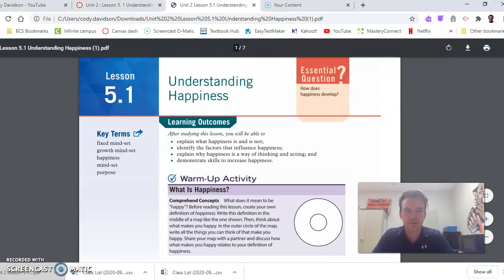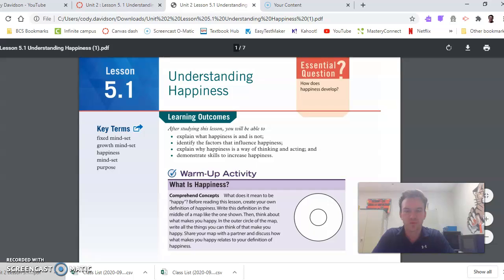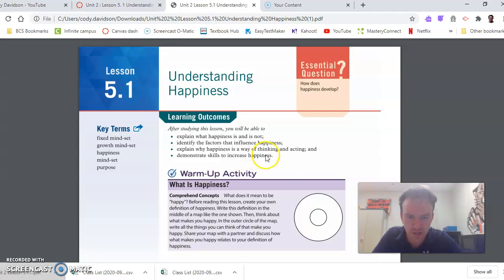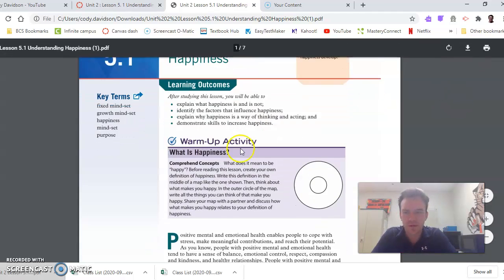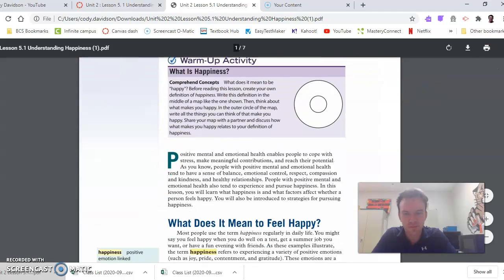So this is Unit 2, Lesson 5.1, Understanding Happiness. The learning outcomes: explain what happiness is and is not, identify the factors that influence happiness, explain why happiness is a way of thinking and acting, and demonstrate skills to increase happiness. Here are the key terms on the side. There are 5 of them. You will define those, please.